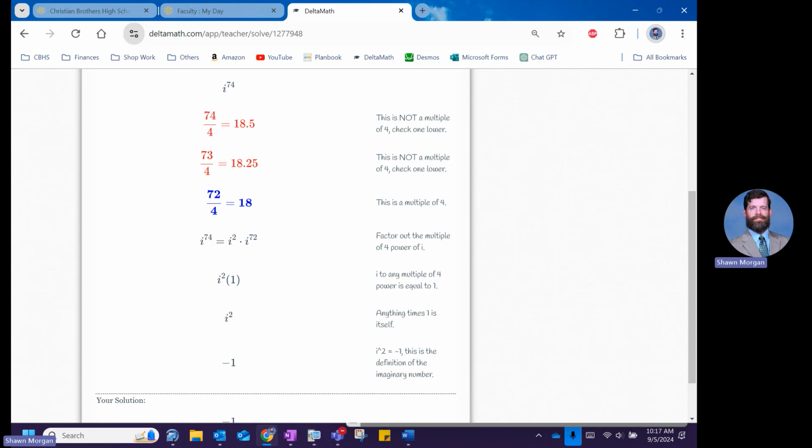72 being the nearest one. And this kind of goes back to Nash's question. We got 72 and 2. Well, the 72 becomes superfluous because it's 1. And then I just got i to the second, which we memorized is -1.